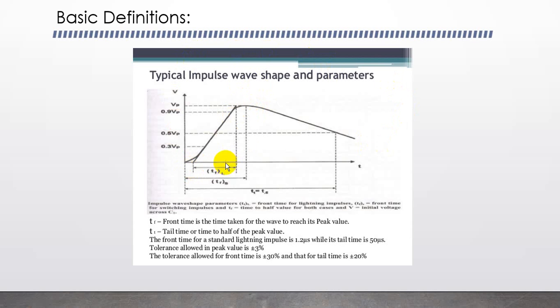Based on this peak point, the time taken by the waveform to reach its peak value from the starting point is called the front time, and the time taken by the waveform from the initiation until it falls to 50% of the peak value is called the tail time. These two parameters we are going to evaluate along with the peak voltage.